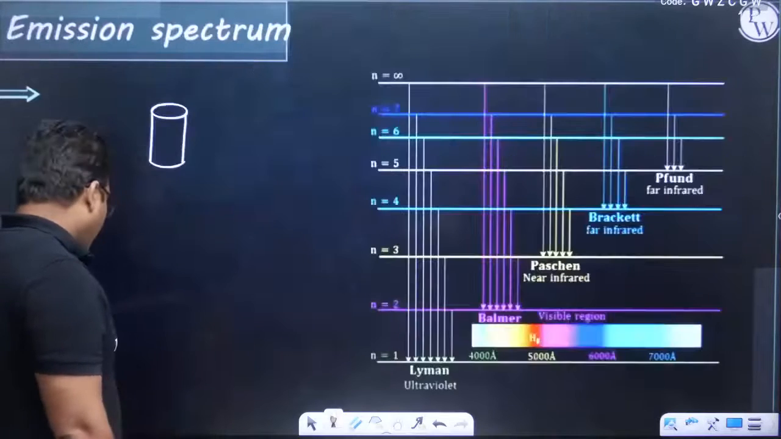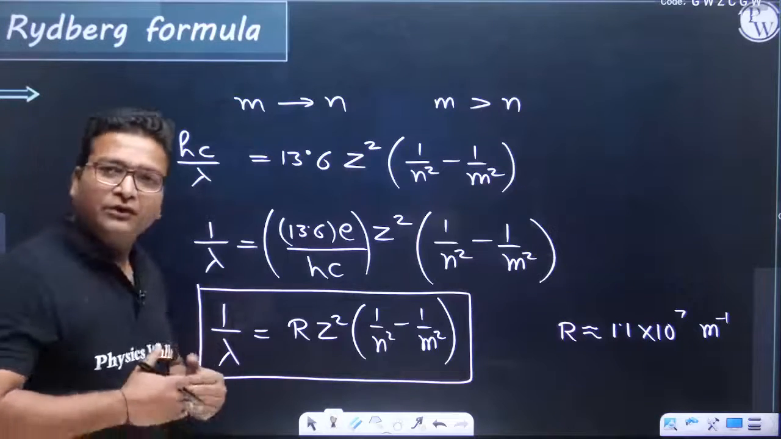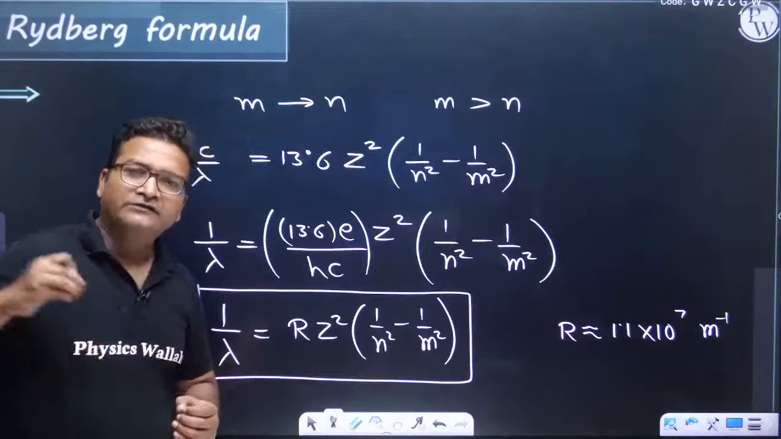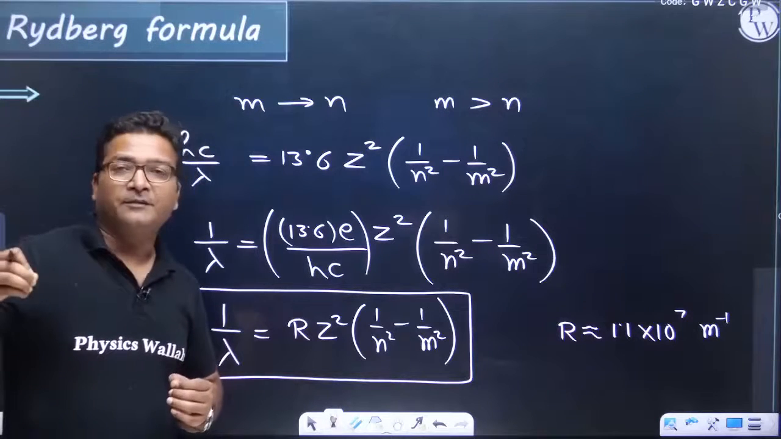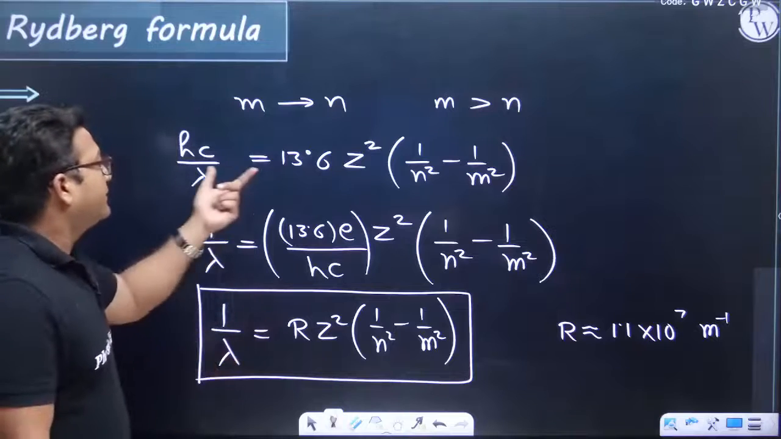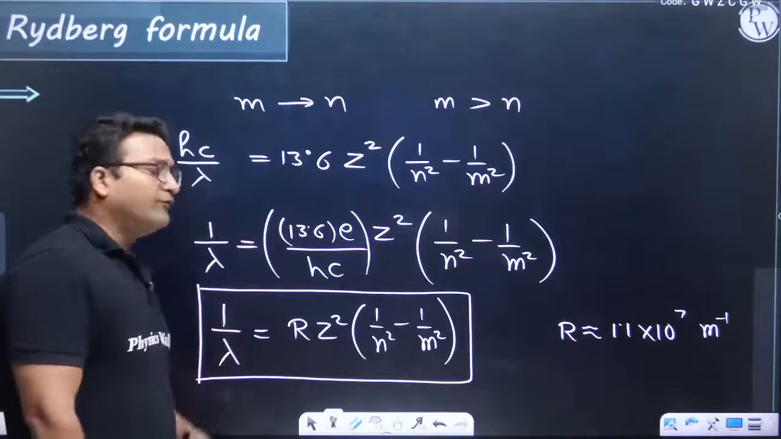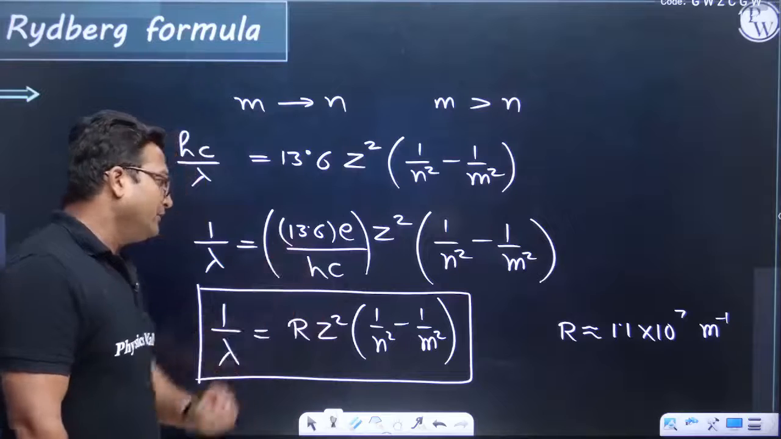But when an electron de-excites to a lower energy state, only photons are emitted, and the photons have this energy, and this is the wavelength of the photon being emitted. This is the Rydberg formula.